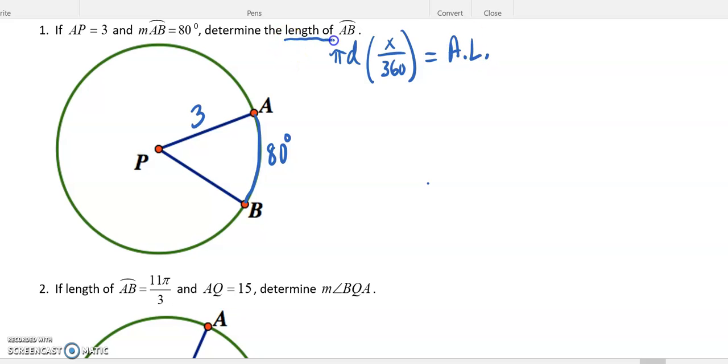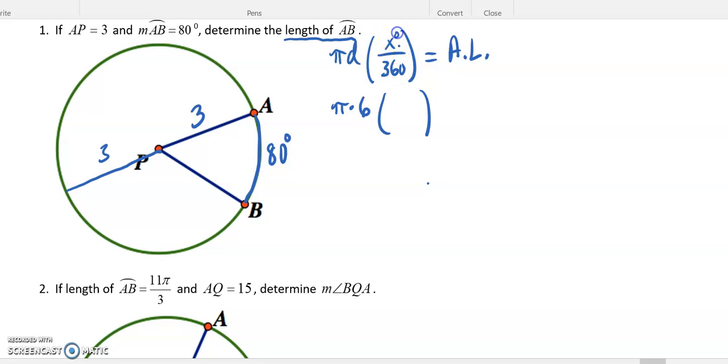And that's what I'm trying to find, the length of arc AB. So, do I know my diameter? Well, not directly. However, I know that the radius is only half of that, so the diameter has to be 6. So we can say pi times 6 times x over 360.